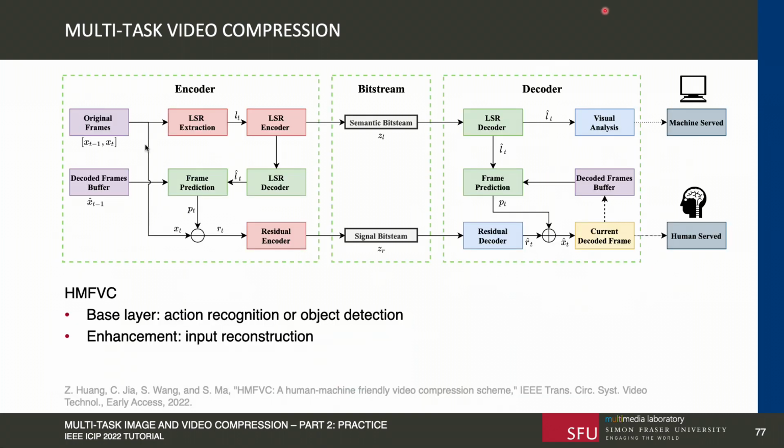So here's another recent system for multitask video compression called Human Machine Friendly Video Compression. And so in this case, features are extracted from input frames and then encoded using a trainable codec, and that forms the so-called semantic bitstream, or what we called earlier the base layer bitstream. And at the decoder, those are then used for visual analysis.